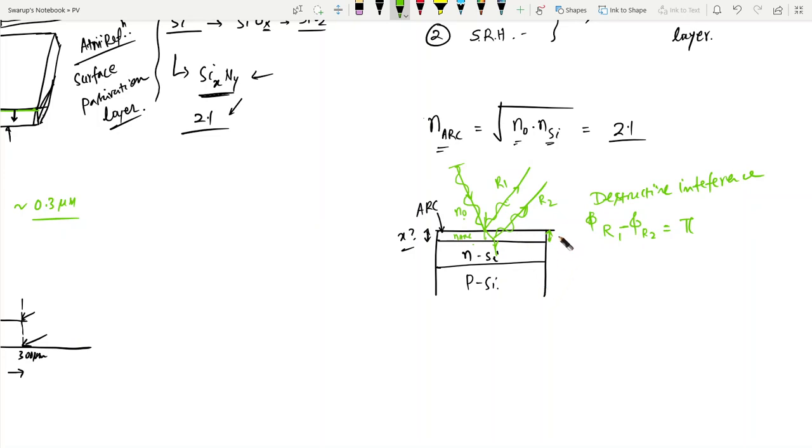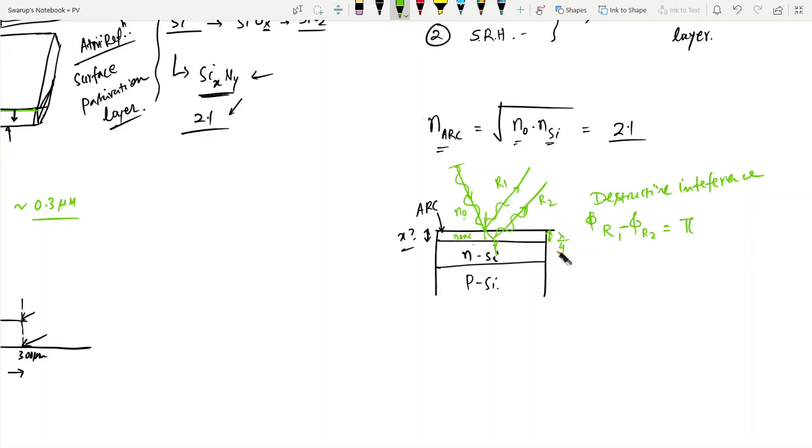And for that to happen, this thickness should be how much? Anyone? This has to be a quarter wave plate, right? It should be λ/4 thickness, right? So for this λ/4, if you calculate the optical path and all, there will be a phase difference of pi/2, and also in these two reflections, there will be a phase difference of pi/2. So at the end, we'll have pi/2 here and pi/2 here. So a total pi phase difference will come between these two.